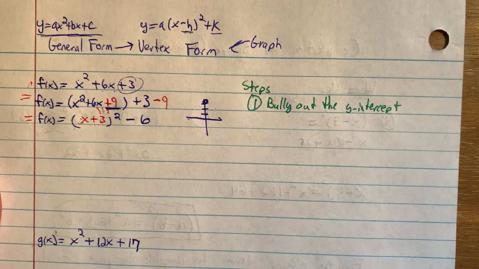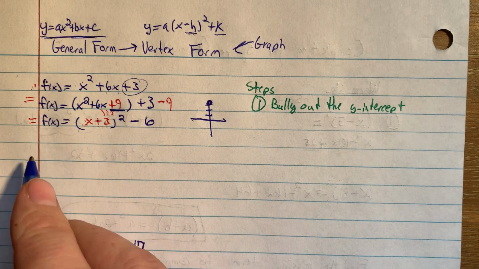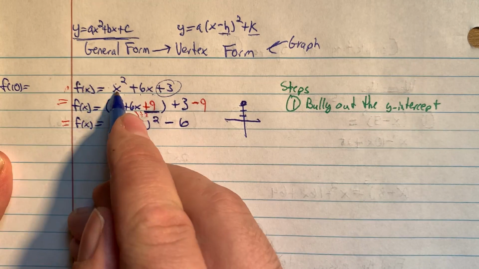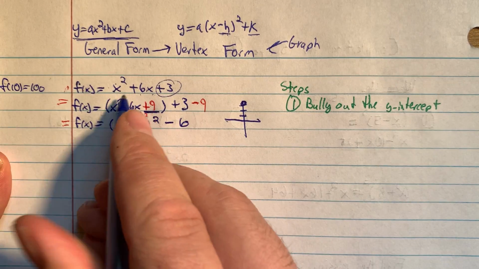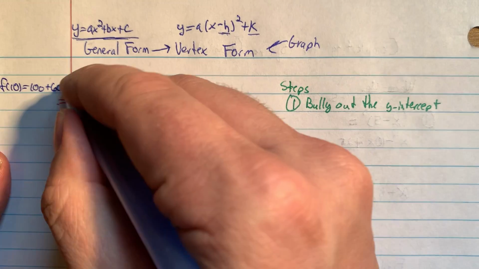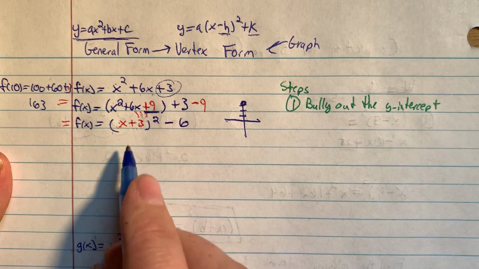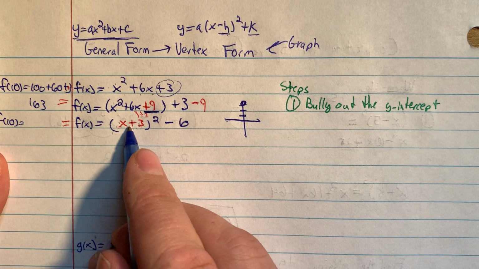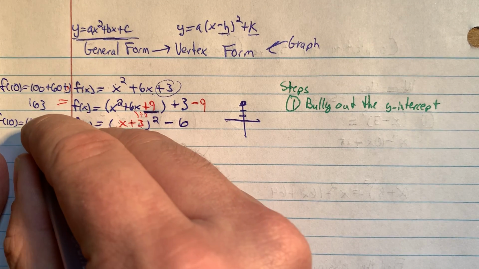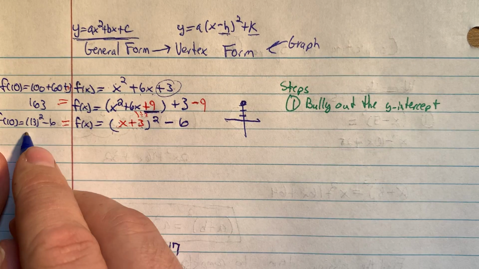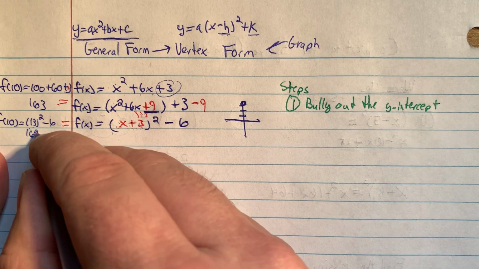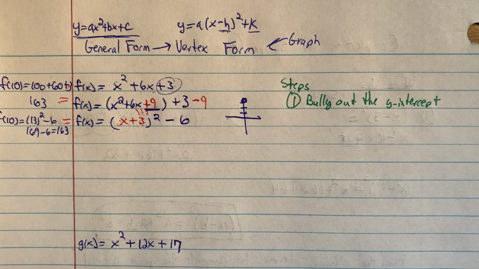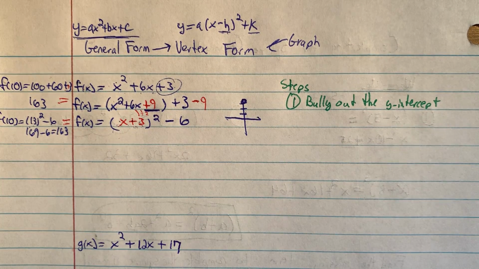For instance, if I plug in any number for x, I'll get the same answer out. Let's plug in 10. Let's do f of 10 here in this top one. f of 10 is going to be 10 squared, which is 100, plus 6 times 10, which is 60, plus 3, which is 163. If I plug into this bottom one, f of 10 will be equal to 10 plus 3 is 13. So 13 squared minus 6. 13 squared, 13 times 13 is 169. Minus 6 is 163. It's the same function, just written differently. But this one is in vertex form, and that gives me how to graph it.